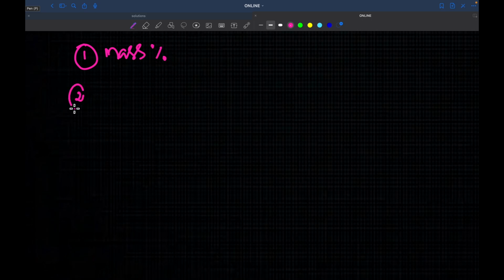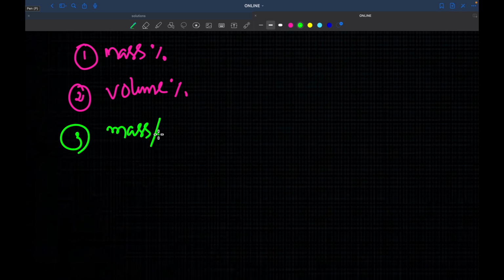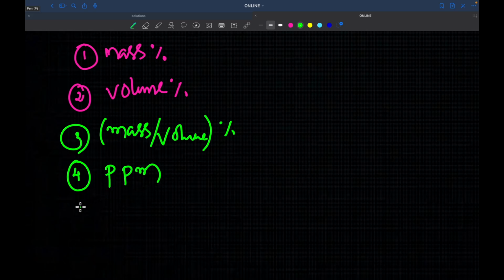So the concentration is expressed in various terms. Concentration can be expressed by the mass percentage. Second one is volume percentage. Third one is mass by volume percentage. Fourth one is ppm, parts per million. So these are general concentration terms.